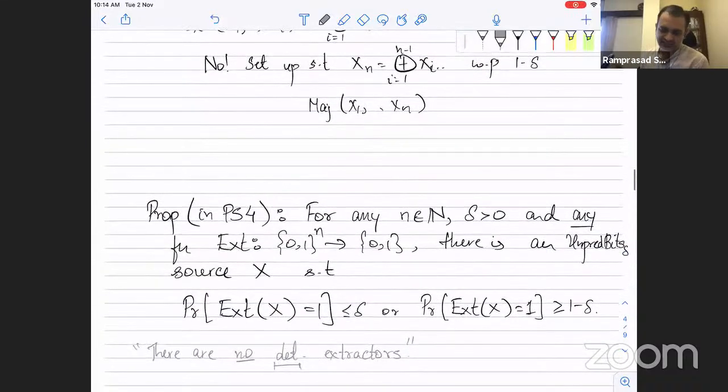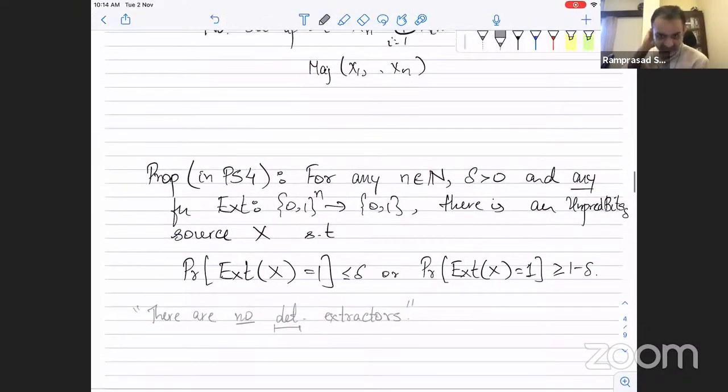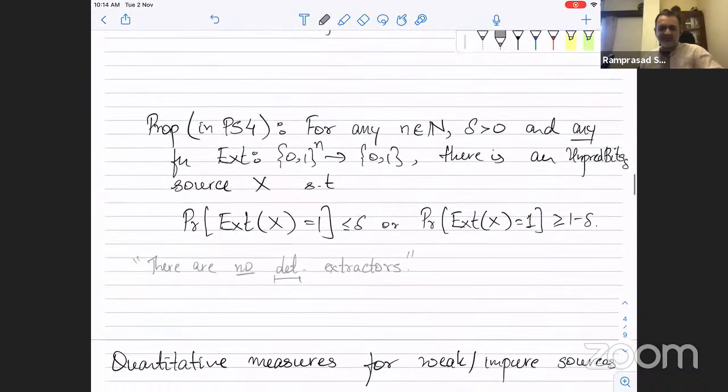So, okay, that's bad news for the moment. But before we go into how we can change our definition, let's try to quantify the notion of what we mean by weak or impure sources, so that it will make it easier when we later quantify this, so that we get a sense of what we can or cannot do.